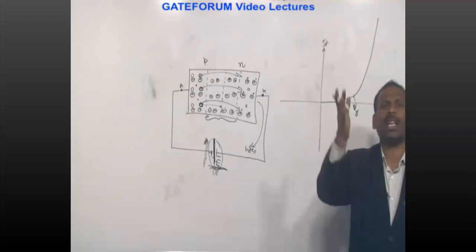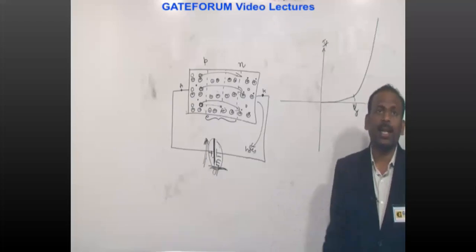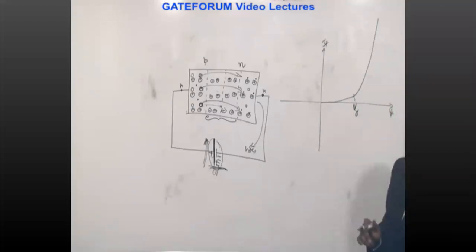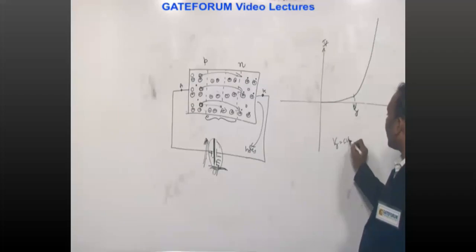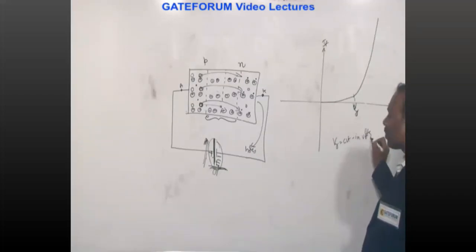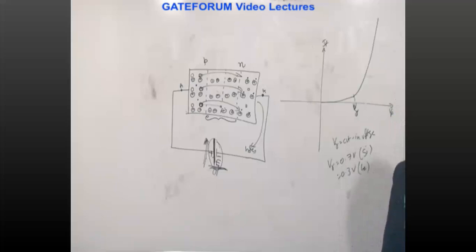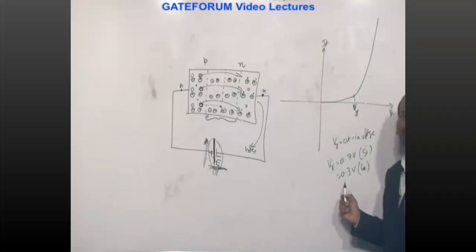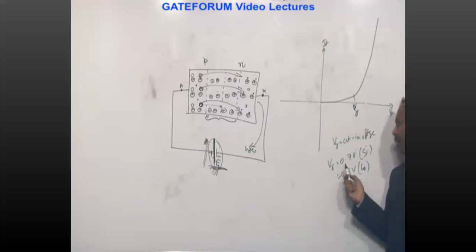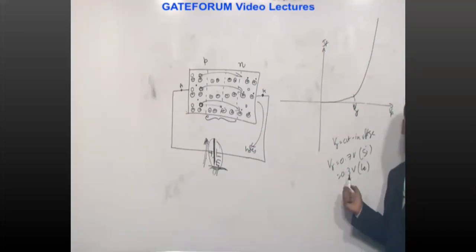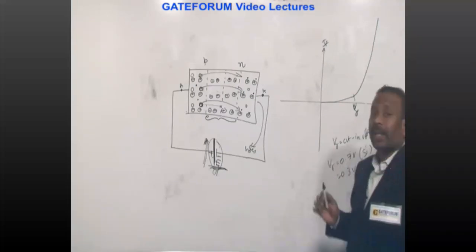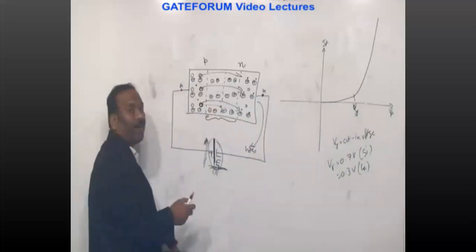Why it is not a straight line, why it has to increase exponentially, we'll see in the next session. Right now take it as this. This is called the cut-in voltage. The cut-in voltage for silicon is 0.7 volts. It's 0.3 volts for germanium. You can take it as 0.6 and 0.2, that depends on the textbook. Some textbooks say 0.7, 0.3, others 0.6, 0.2. For problems, we'll take 0.7, 0.3. For theoretical things, we'll take 0.6, 0.2. Small difference. Clear? That's about the forward bias.